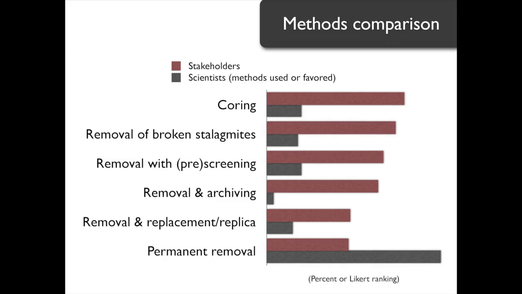So the stakeholders are these bars here on the upper bar for each one, and then the scientist's method used or favored is the lower bar for each one. And if you remember permanent removal, 100% of scientists had used or were considering that. So what you can start to see right away is that the pattern of methods that are preferred from the stakeholder side of the issue is pretty different from that of the scientists. So that's where we are right now.